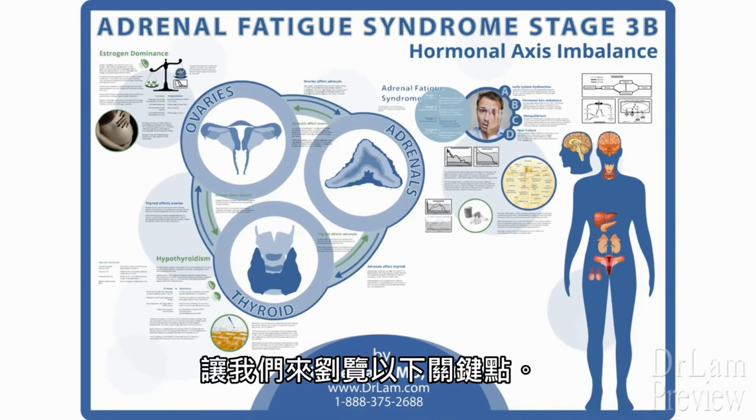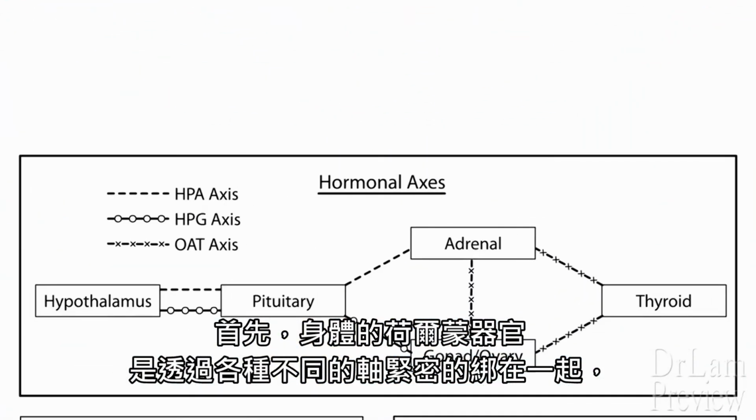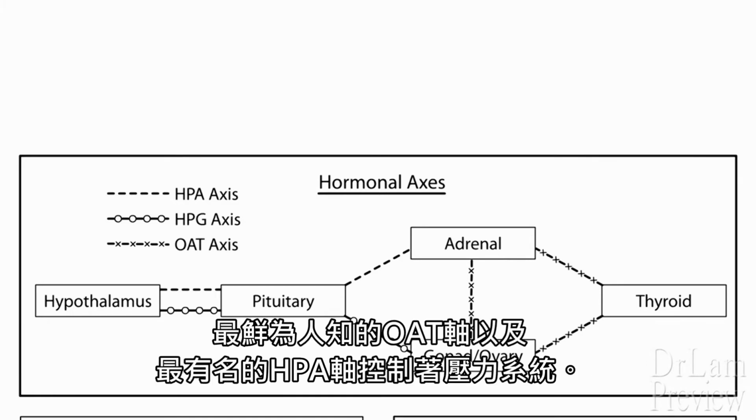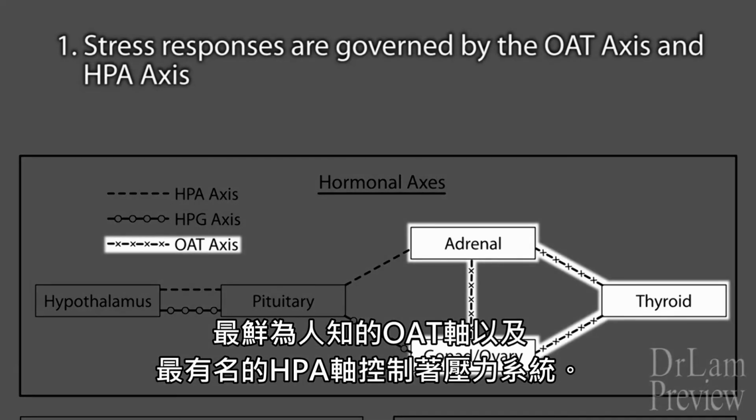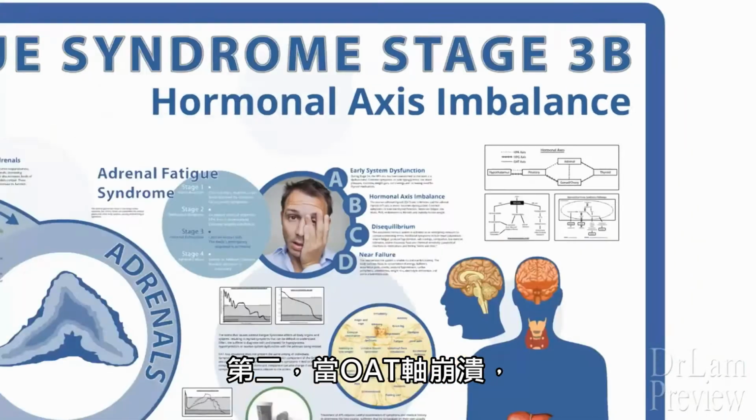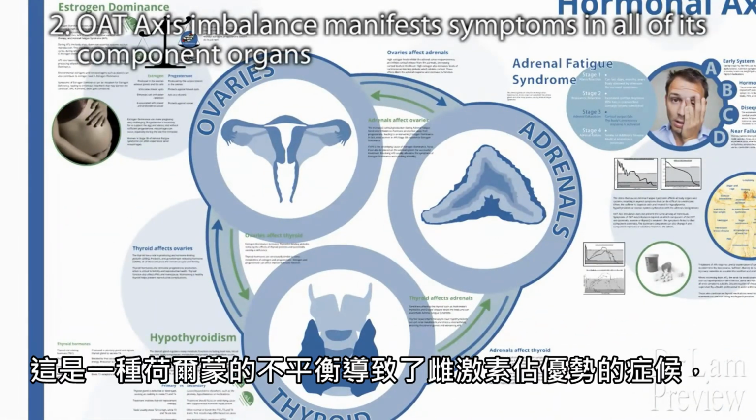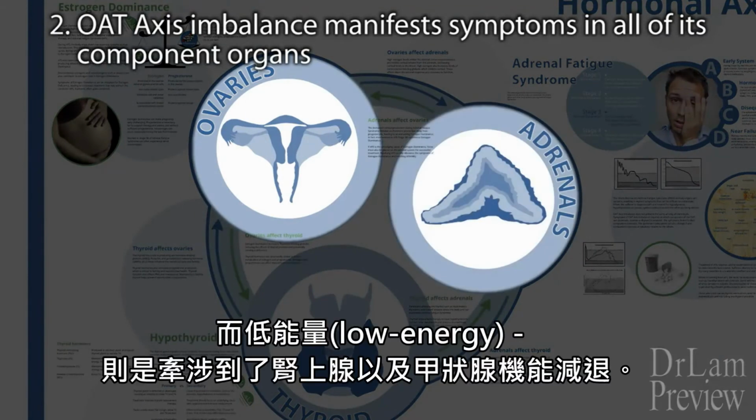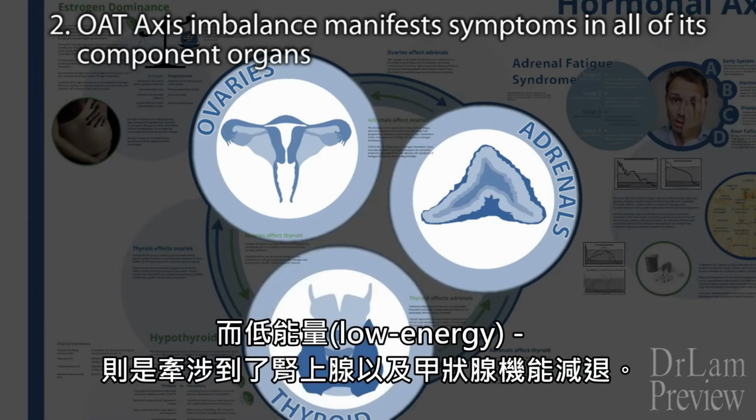Let's go through the following key points. First, the body's hormonal organs are tied closely together by various axes. The lesser known OAT axis as well as the better known HPA axis regulate the stress system. Number 2, when the OAT axis is disrupted, there's an imbalance of hormones that leads to symptoms of estrogen dominance, low energy, which is adrenal involvement, as well as hypothyroidism.